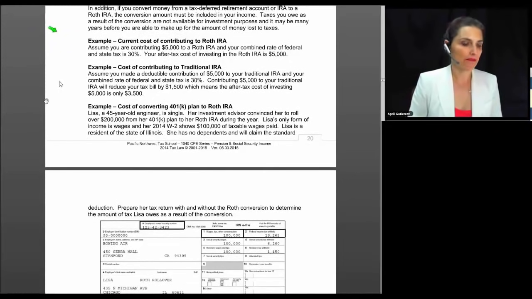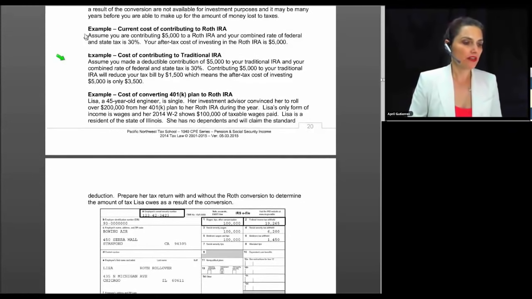So let's look at some examples of what I mean. Current cost of contributing to a Roth IRA.